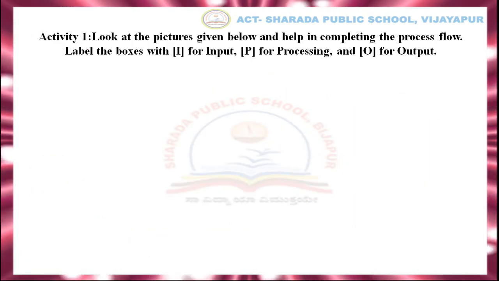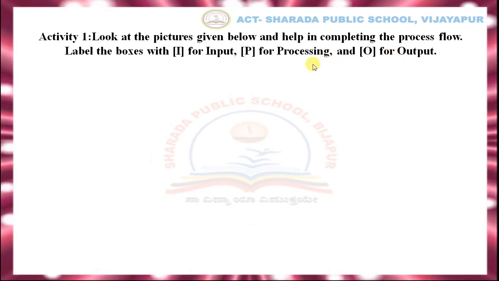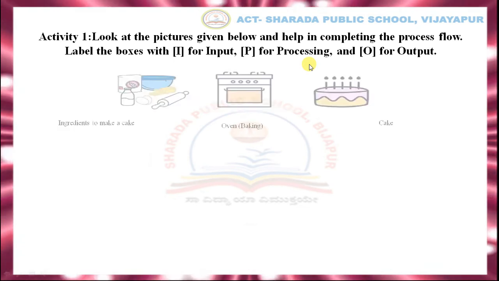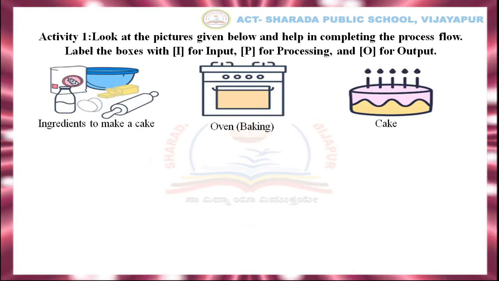Let's solve the activity number 1. Look at the pictures given below and help in completing the process flow. Label the boxes with I for input, P for processing and O for output. Here I have given the stepwise pictures. First one, ingredients to make a cake. Second, oven for baking. Third is cake. Children, you need to identify and label the boxes with I for input, P for processing and O for output.